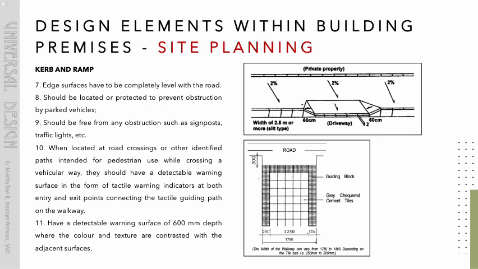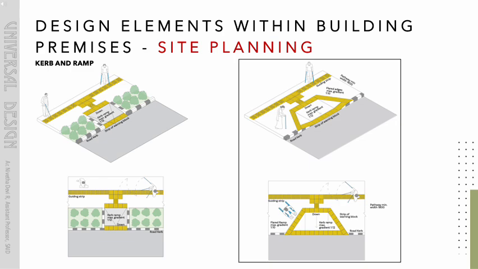10. When located at road crossings or other identified paths intended for pedestrian use while crossing a vehicular way, they should have a detectable warning surface in the form of tactile warning indicators at both entry and exit points connecting the tactile guiding path on the walkway. 11. Have a detectable warning surface of 600 mm depth where the color and texture are contrasted with the adjacent surfaces. Curb and ramp standard design details.